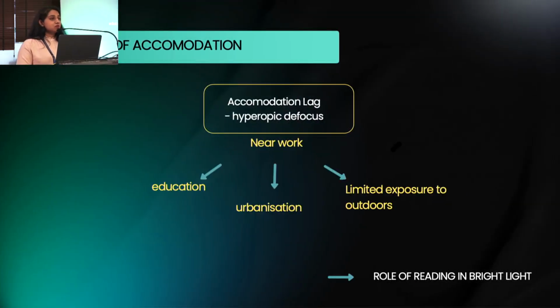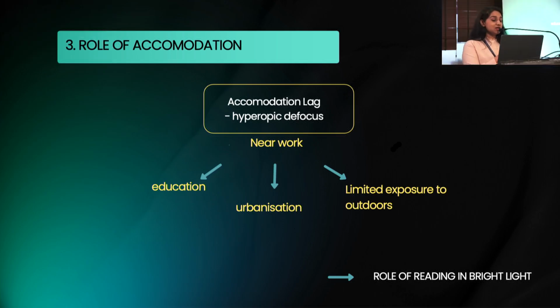The third theory is the role of accommodation. That is what I said in the beginning about hyperopic defocus. So when there is an accommodation lag, it provides a stimulus for hyperopic defocus. Accommodation lag is equal to hyperopic defocus. Again, it goes to that neurochemical cascade where the retina communicates to the sclera, and that provides a stimulation for axial length elongation. So when a child who already has an accommodation lag does a lot of near work because of various factors as shown here, it will again lead to axial length elongation.